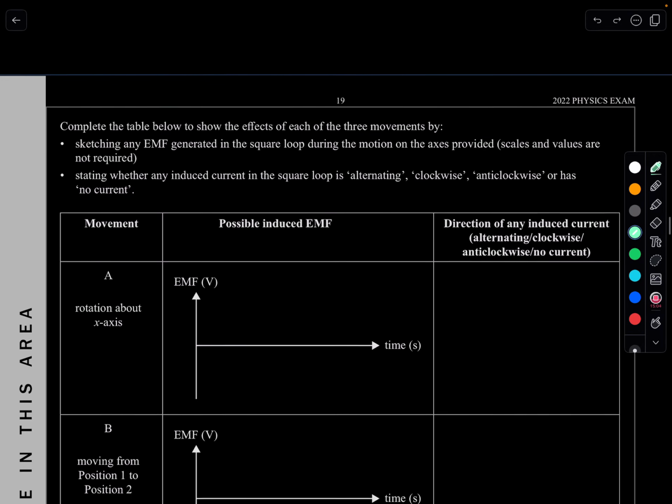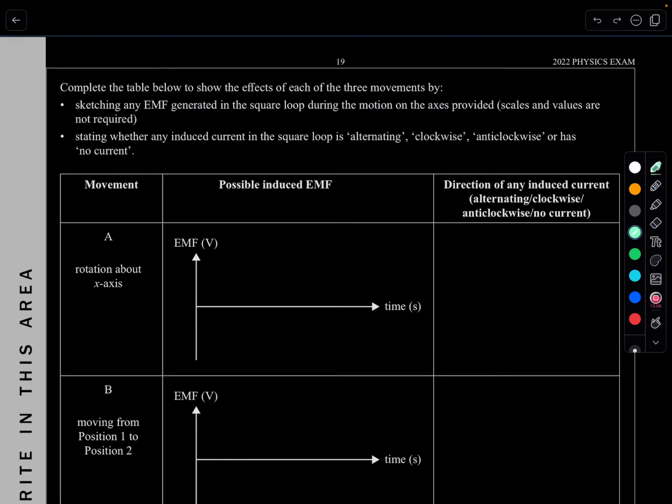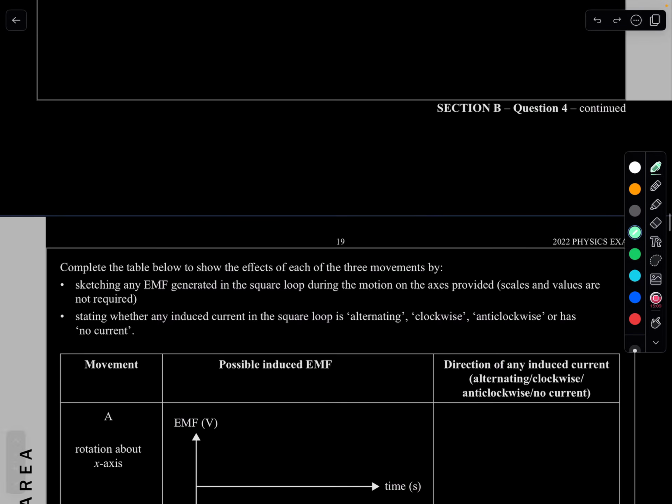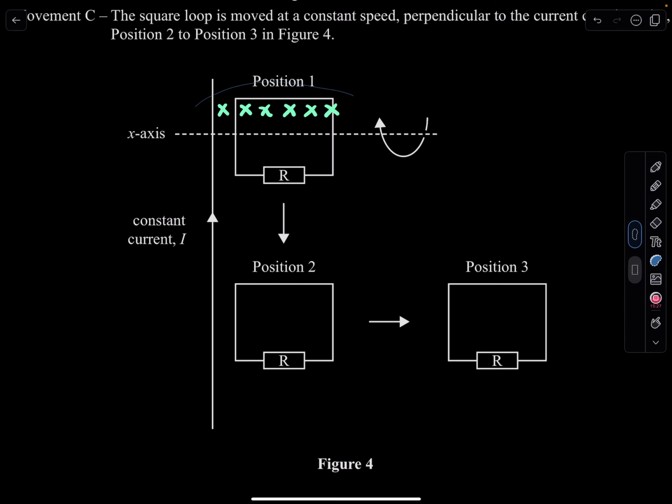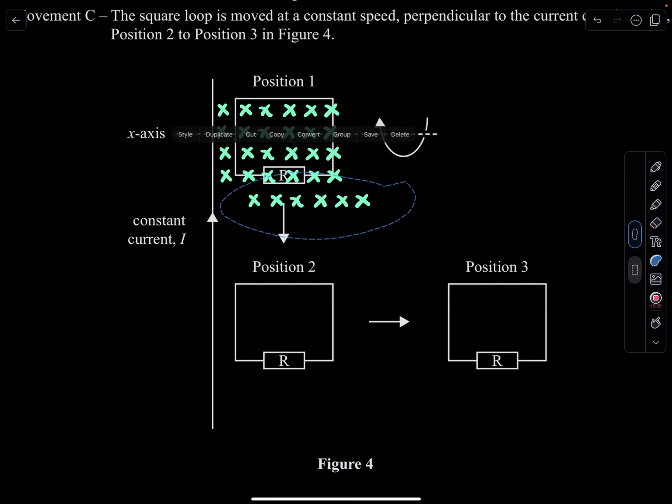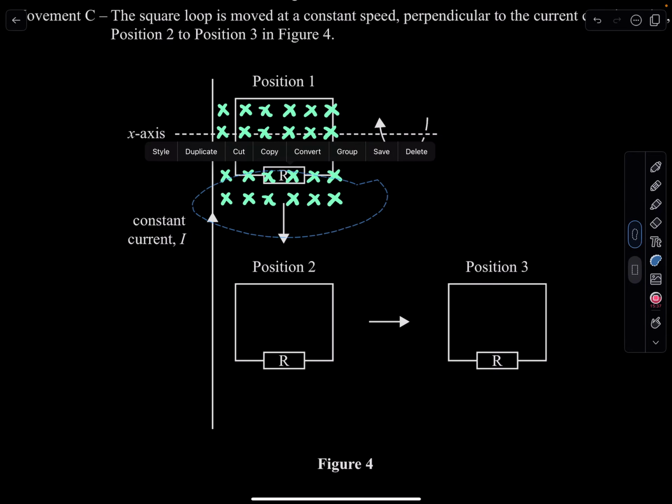Okay. So movement A, rotation about the x-axis, and we have to draw the EMF for it. Let's basically look at this. Using the right-hand grip rule, imagine gripping that wire, we're going to know straight away that we're going to have magnetic field lines coming into the page in this direction. And so I'm just going to duplicate these. I have what they basically look like. Basically like that. Let me move them up a little bit.